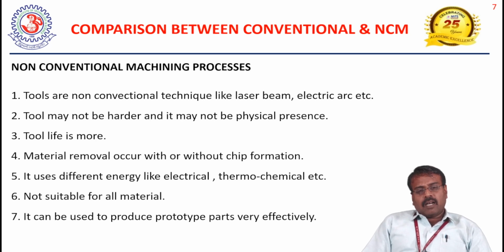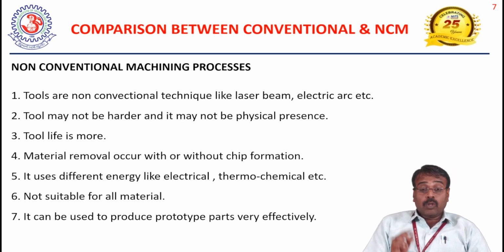Next, the tool may not be hard and it may not have a physical presence. Due to this non-contacting process, the tool life is more compared with the conventional method. Material removal rate, MRR, also happens here without chip formation. Why? Because in conventional machining, the major disadvantage is the chip formation, which will affect the tool as well as the workpiece and the entire surface. But here we don't have those disturbances.